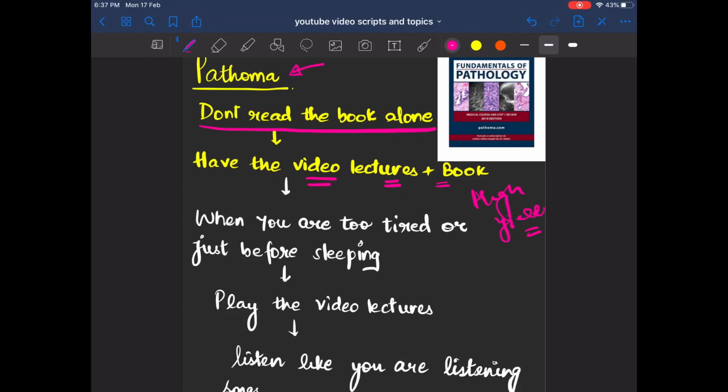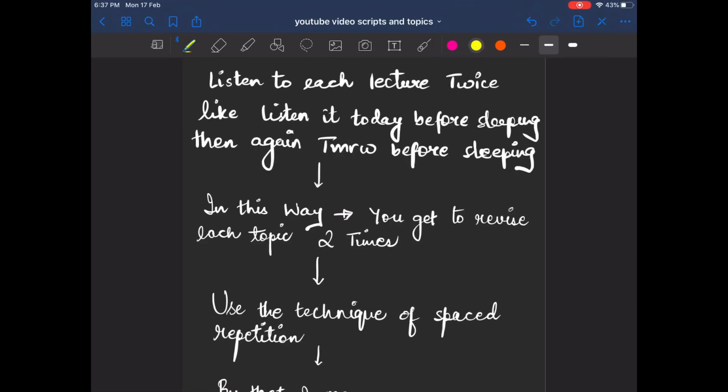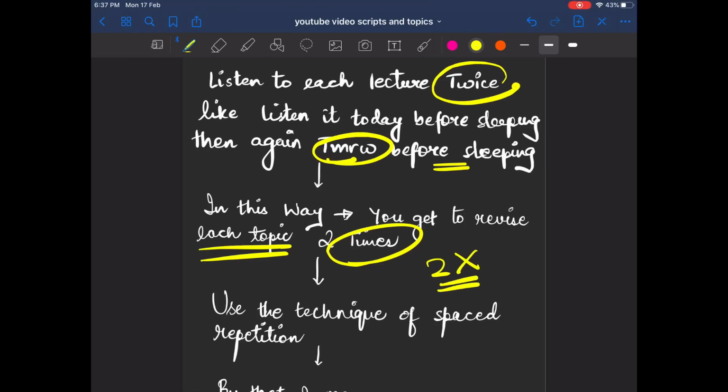Now I'll be telling you the technique of how to use Pathoma. When you are too tired or just before sleeping, you have to play the video lectures of Pathoma like you are listening to songs. I have a habit of listening to songs before sleeping because it gives me calm. So you have to make it a habit that just before sleeping you play the Pathoma video lectures. Now listen to each lecture twice, like listen to it today before sleeping and then again tomorrow before sleeping. This way you're gonna revise each topic 2 times if you follow my technique.